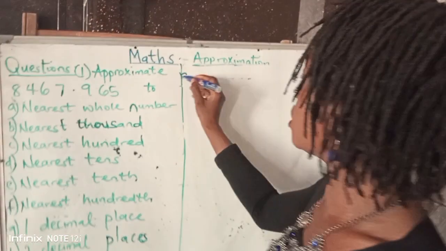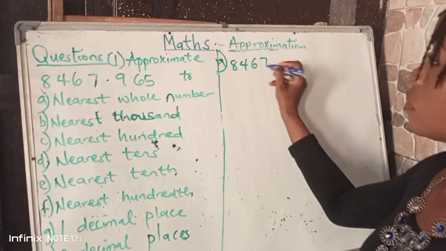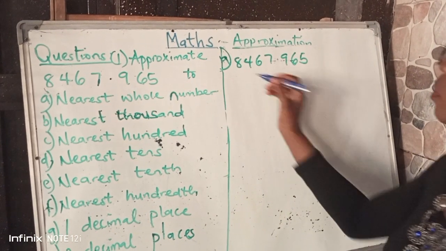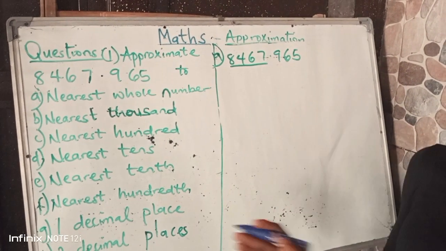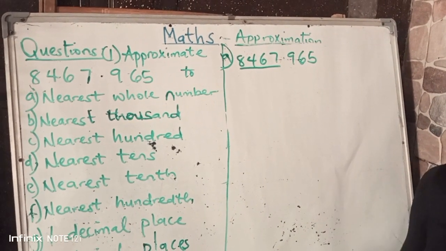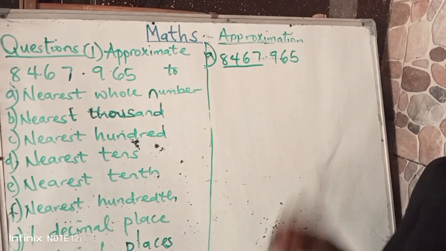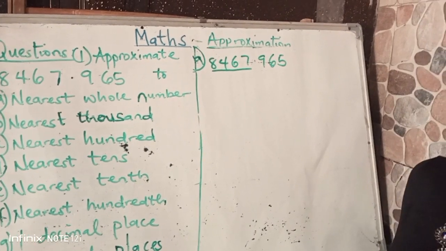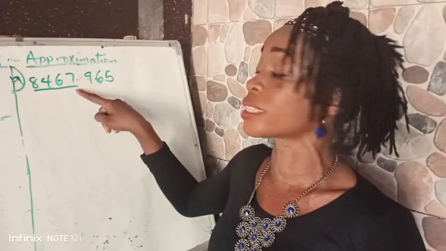So A, approximate to the nearest whole number. Where is our whole number? 8467 is our whole number before the decimal point. Now check if the next number after the concerned number is more than 5 or less than 5. If it is less than 5, then we round everything down to 0. If it is 5 and above, we round it up as 1. What do we mean by rounding it up as 1? It means we add plus 1 to the underlined or the concerned number.